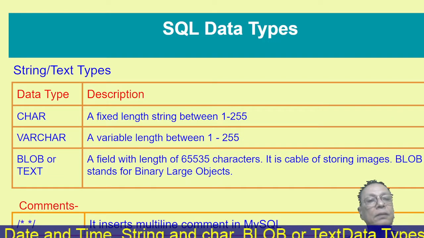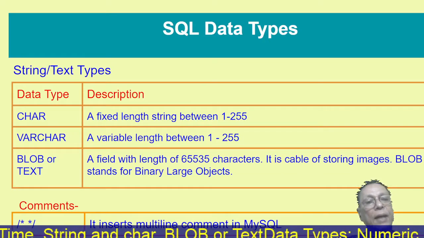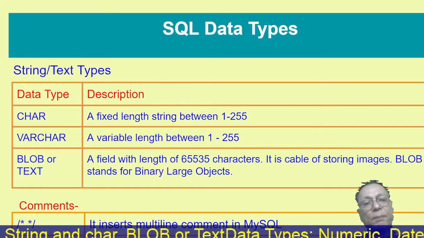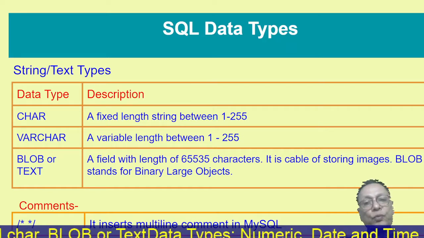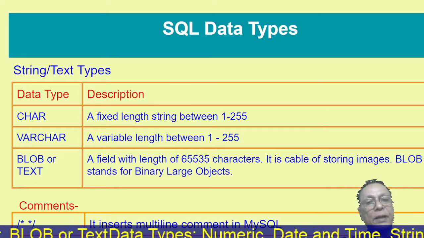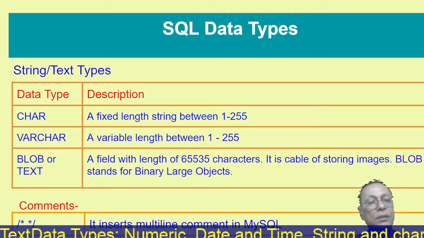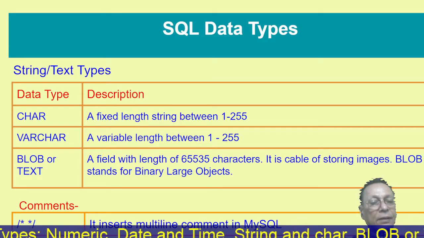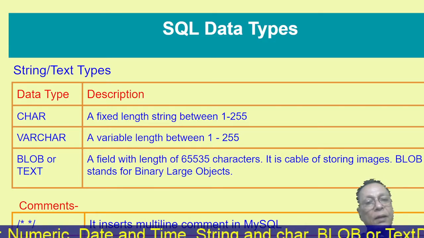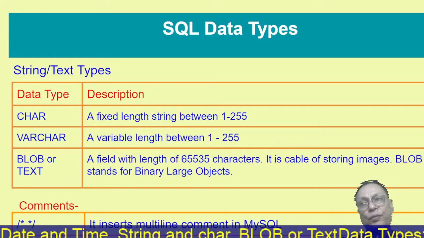And next is the string or character data type. So char is a fixed length character type which is capable of holding 1 to 255 characters, but it is a fixed length data type. And contrary to it, we have the variable length character type, which is varchar. It can take data from one character to 255 characters.